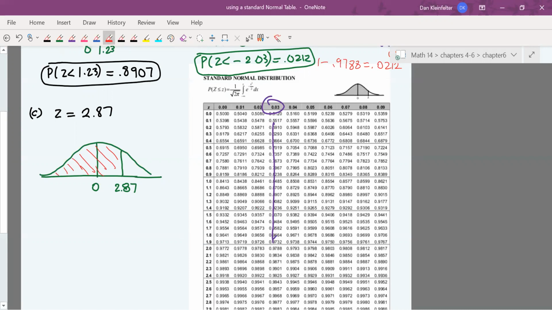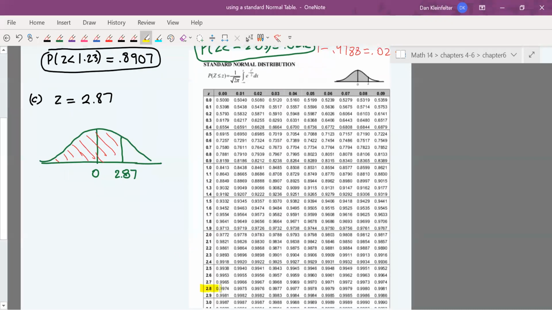So we wanted the area to the left of 2.87. So 2.8 is here. And then the 7/100ths digit is right here. So we need 0.9979. The probability that z will be less than 2.87 is 0.9979.